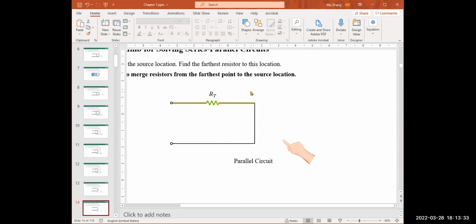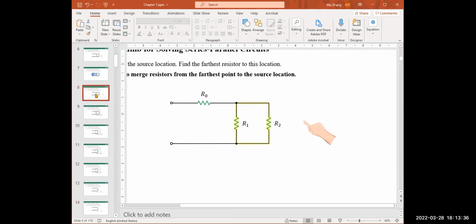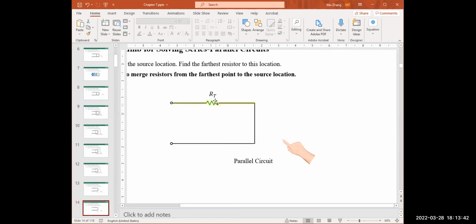As you can see, we have an original series-parallel circuit. After using the tricks and merging, at the end is a circuit with only one resistor. You may ask, why? What's the point? Why do we need to merge resistors and turn multiple resistors into a single one?